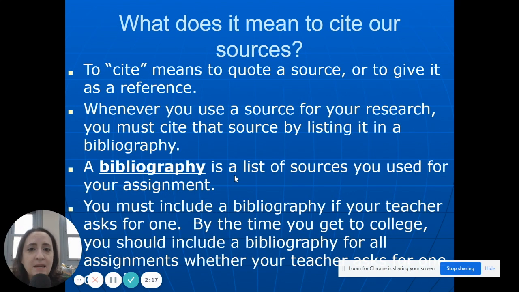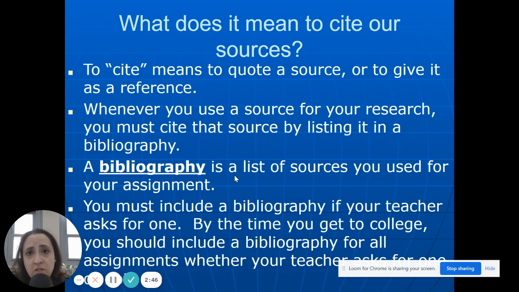But then what does it mean to actually cite our sources? And that just means to quote the source or to give it as a reference. Remember that in order to avoid plagiarism, anytime you use somebody else's work in your own work, you have to indicate where you got that information. So the way we do that is by listing the sources in a bibliography. A bibliography is just that, a list of sources that you used for your assignment.